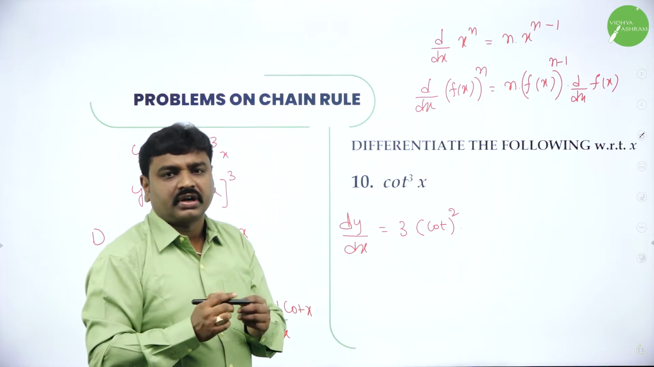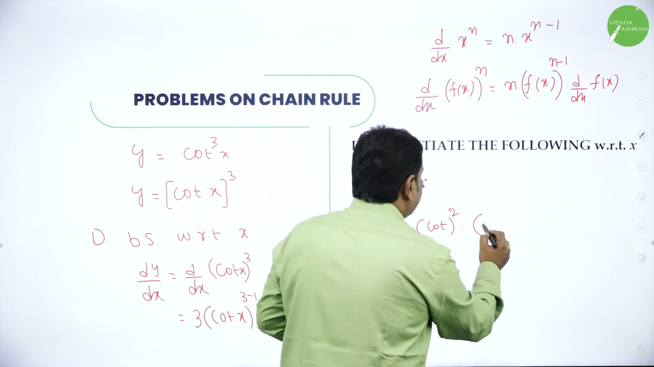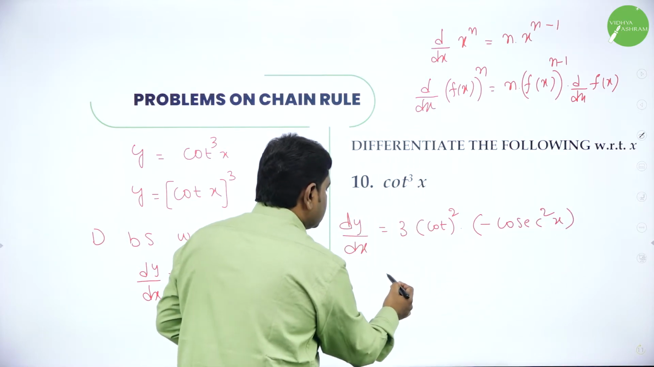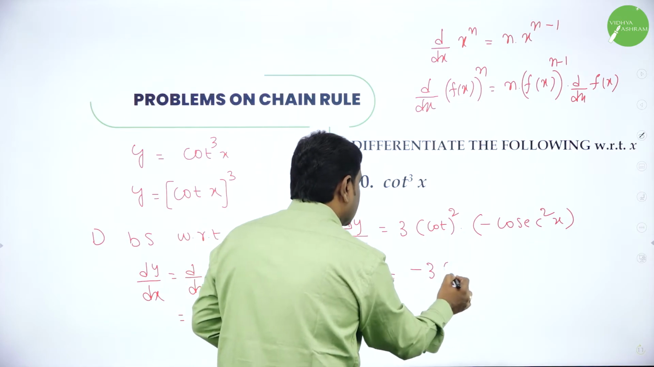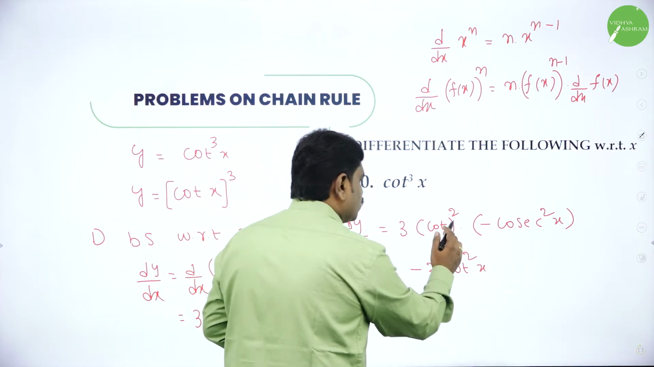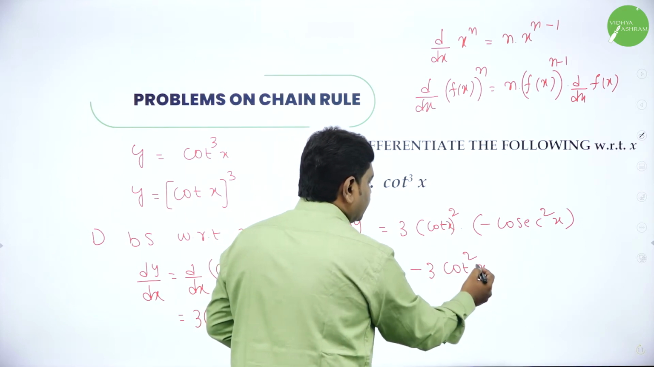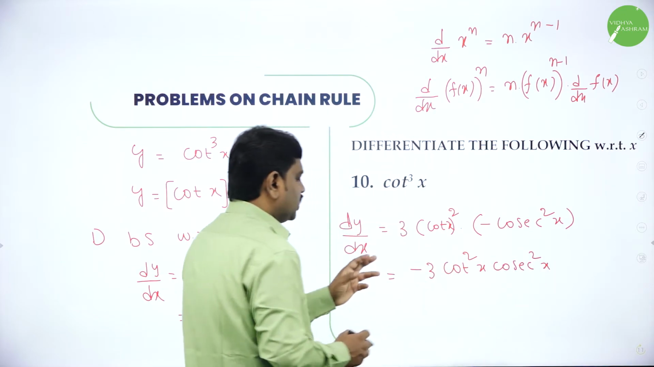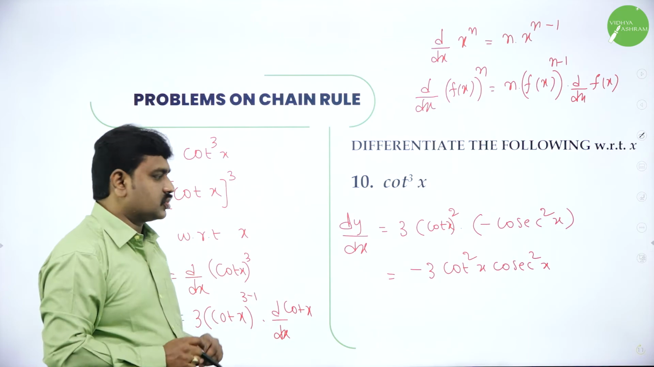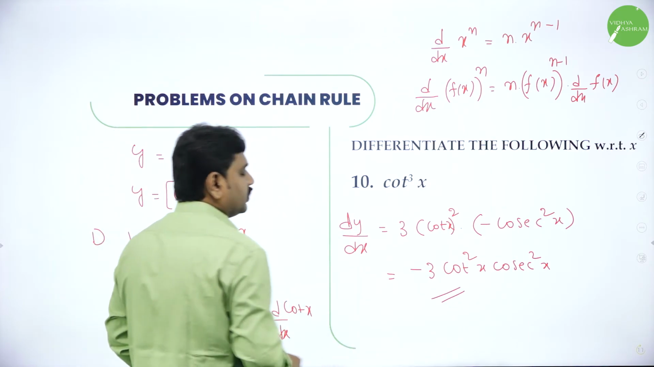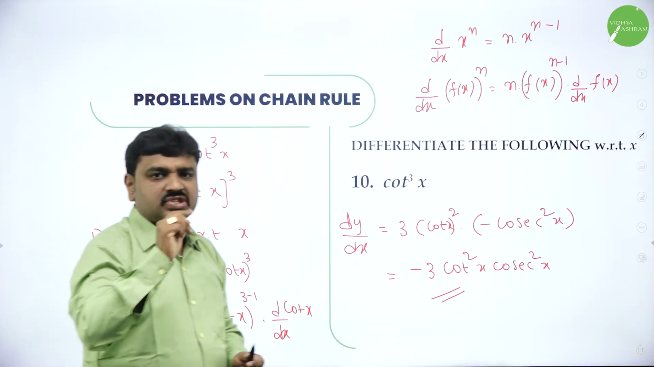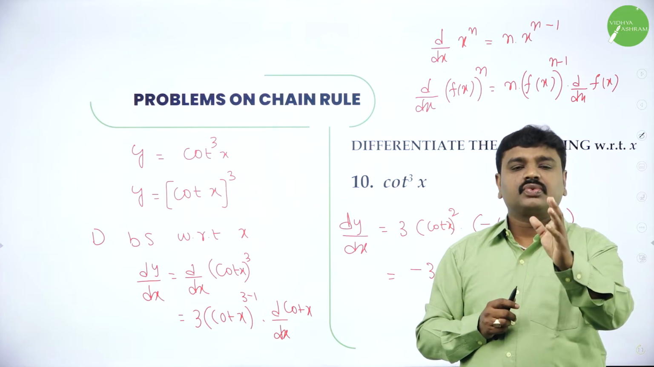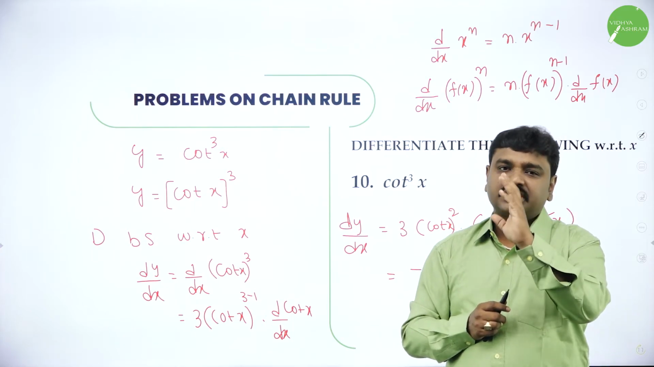What is differentiation of cot x? Minus cosecant square x. So become thorough with the formula. So d by dx of cot x is minus cosecant square x. Simplify this. Plus into minus is minus. Minus 3 cot square x cosecant square x, or you can also write minus 3 cot x cosecant x the whole square, this is the end answer. So differentiation of cot x is what? Minus cosecant square x. Derivative of f of x power n is what? n into f of x power n minus 1 into d by dx of the internal function, that is f of x.